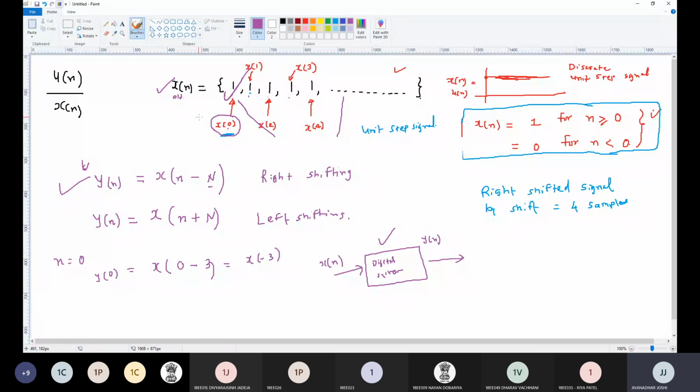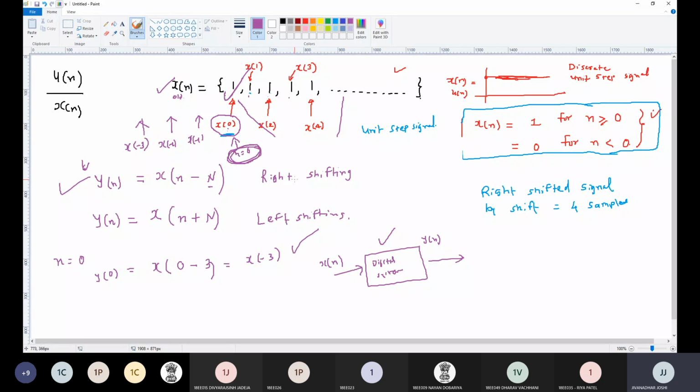What was before x of 0 here is my x of minus 1. A sample time before x of minus 1, I was having x of minus 2. And a sample time before x of minus 2, I was having x of minus 3. So this is actually a past sample with respect to n equal to 0. N equal to 0 is over here. You are at the moment n equal to 0.